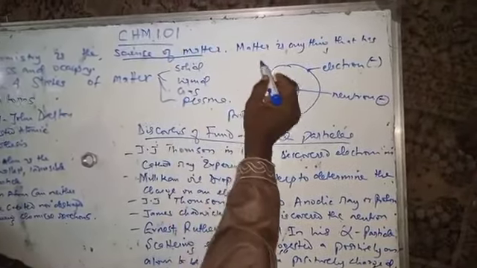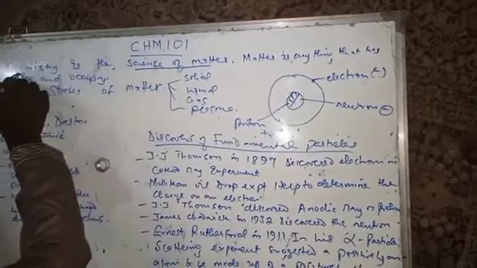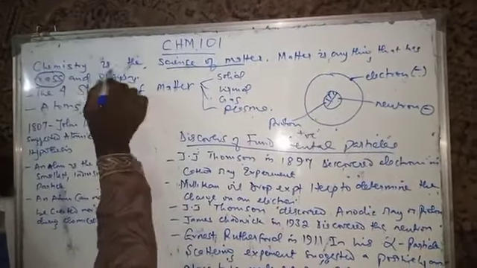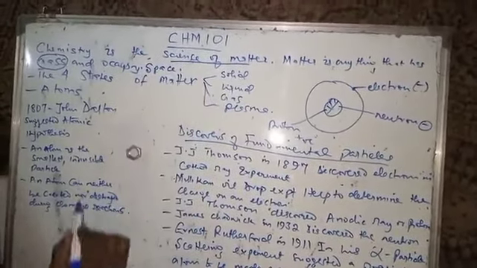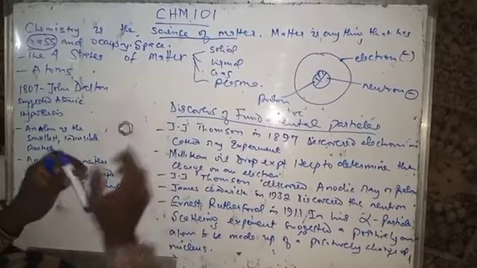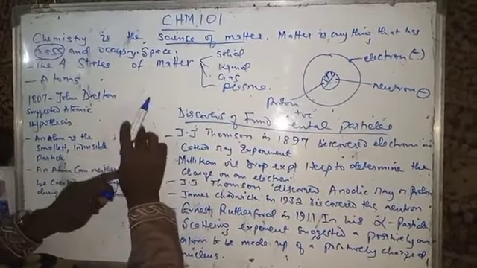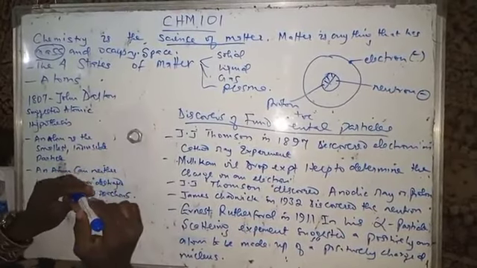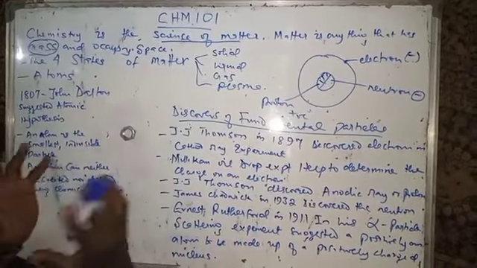And what is matter? Matter is anything, just anything, that has mass and occupies space. This boat is matter. It has mass and it's occupying a space. That's the definition of chemistry in summary.